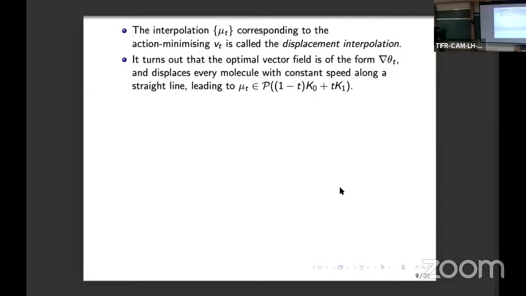So if this was k0 and this was k1, then whatever these molecules are at time t would be contained in the set of all t midpoints, which is precisely the Minkowski sum. So the interpolation, by virtue of traveling along straight lines for each molecule with constant speed, is supported inside the Minkowski sum.